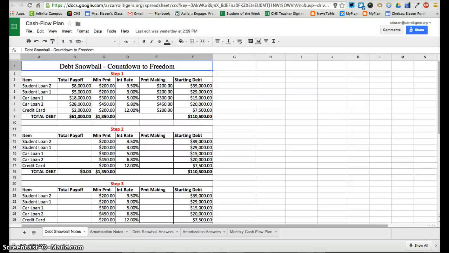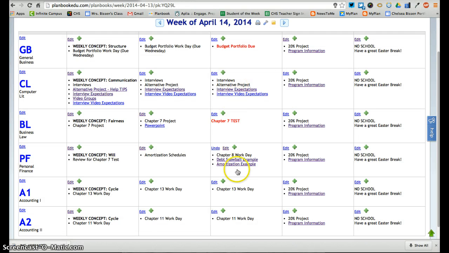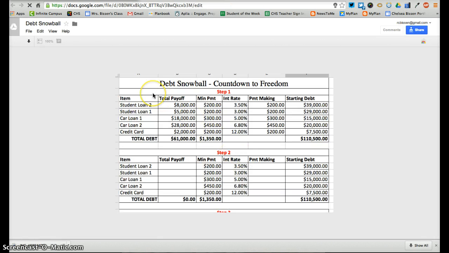This will help you get your debt snowball and your amortization schedule set up. If you go to my plan book right here on Wednesday, it tells you the debt snowball example and the amortization example. If you click on those, it will just show you what you need it to look like to get set up. I want you to put in these exact numbers because I'm going to pretend that this is the amount of debt you have and that you are actually going to pay this off.